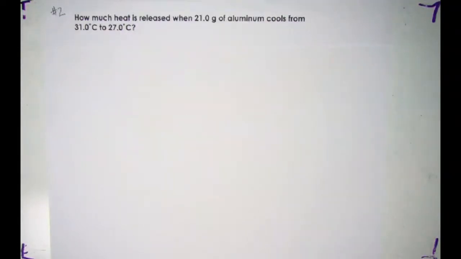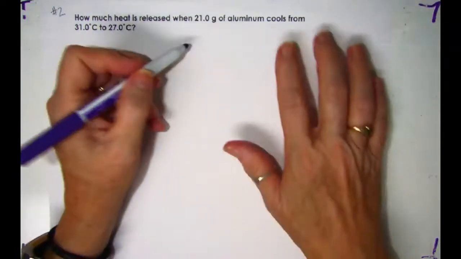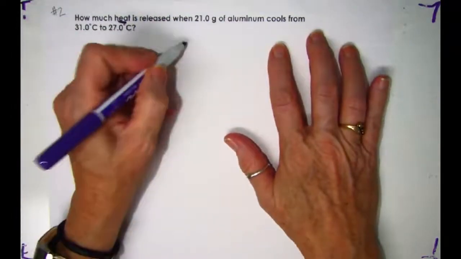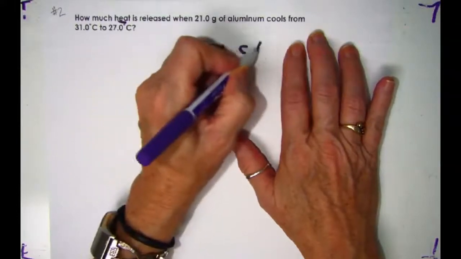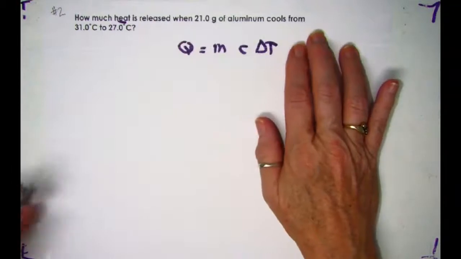Okay, guys, so here is question number 2. Now this one you have to pay attention to. It says it a little bit differently. How much heat is released when 21 grams of aluminum cools from 31.0 to 27.0 degrees Celsius? This again is still asking for heat, so we've got the problem Q equals MC delta T. Let's find out what we have.